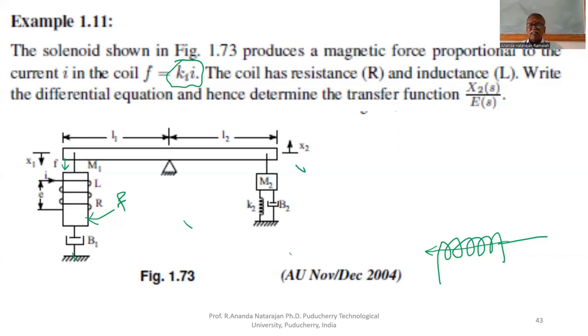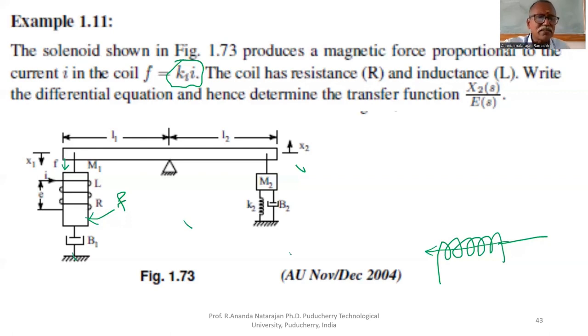The coil has an inductance of L and resistance R. This is the property of the coil. The coil develops a force F. The coil takes a voltage of E of t. The current through the coil is I of t. The inductance of the coil is L. The resistance of the coil is R. The force developed is F. The force is equal to K1 times I, where I is the current through the coil. That's all. Instead of giving simply force, it is given like this to make you confused.